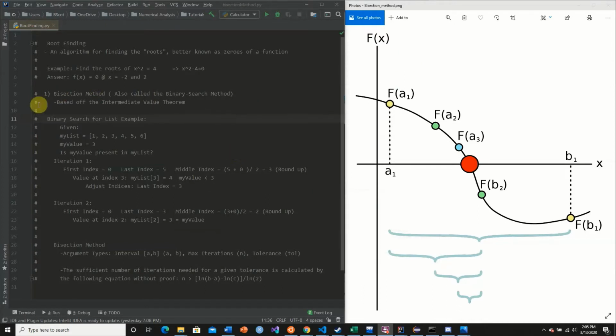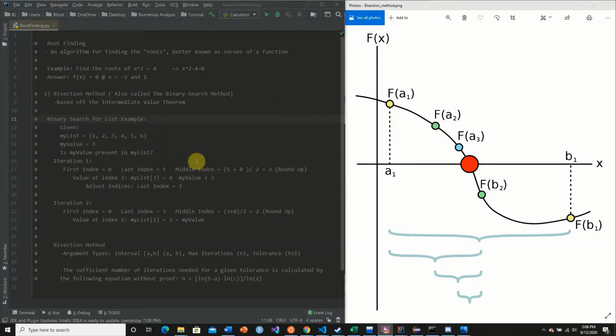And so before we begin on the bisection method, I'm going to give a simple binary search example. So here we have a list. This is going to be in Python. We are given a Python list with values 1 through 6, and a my value of 3. We're going to perform 2 iterations of the binary search method. So is my value present in the list? In iteration 1, we have our first index 0, where index refers to the array. Because Python is 0 indexed, our first index is 0, not 1. So we have our first index 0, pointing to 1, and our last index 5, which points to 6.